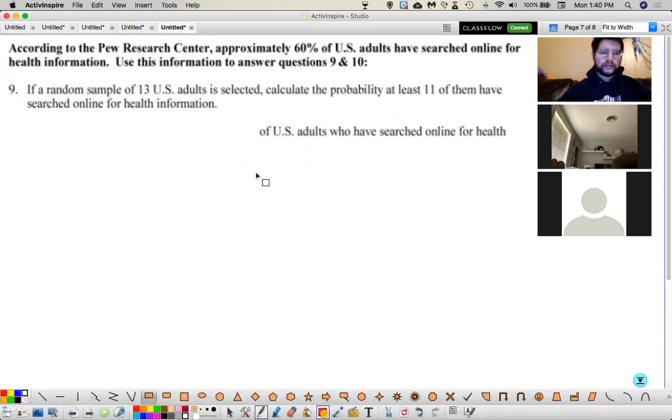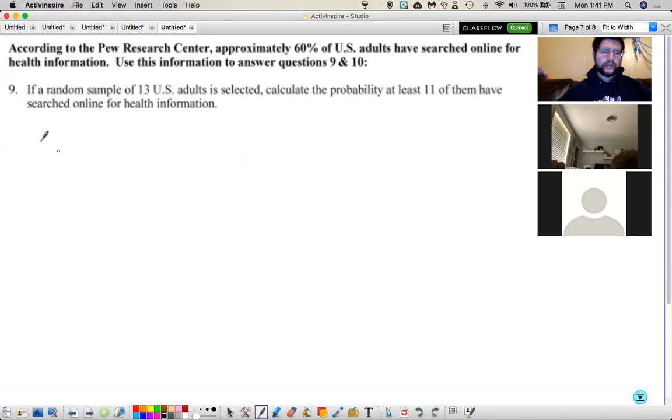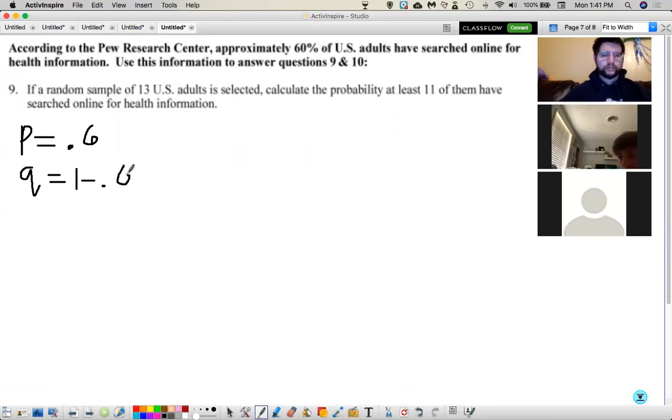So let me get this out of the way for a minute. Let's write down our information. P is 60% or 0.6. So we know Q is the complement of that. Q is 1 minus 0.6, which is 0.4. I'll write it out. At least 11. So X is greater than or equal to 11.